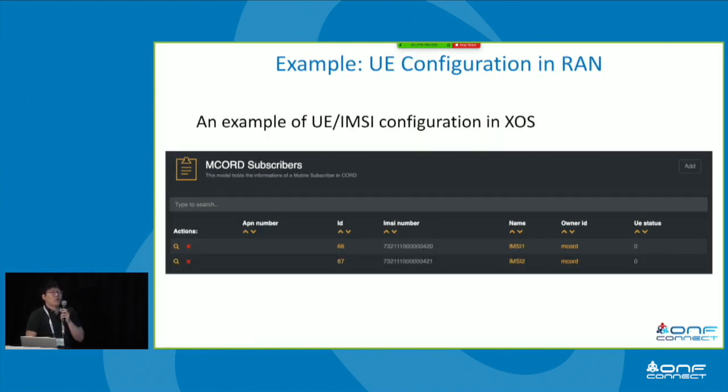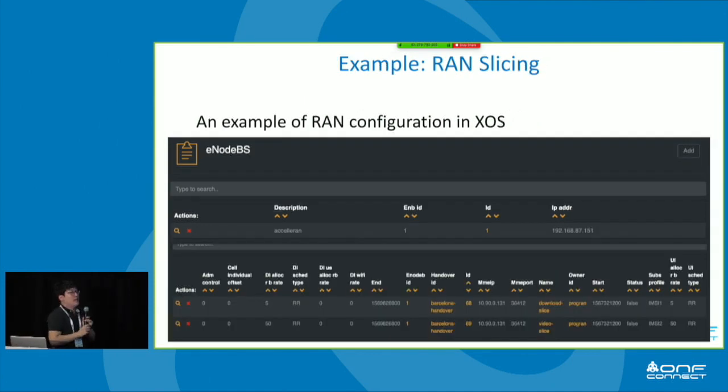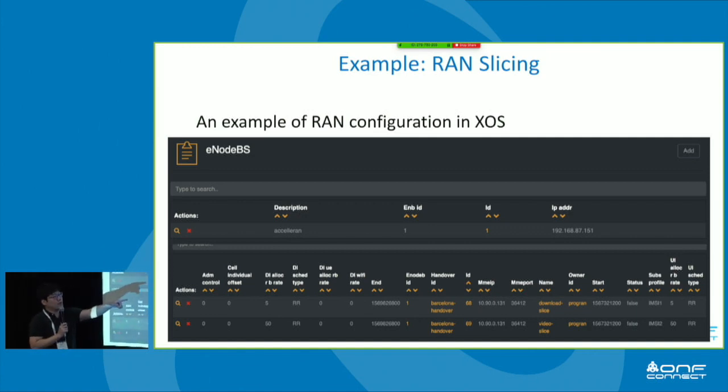And next one is the RAN slicing part. So in our COMAC, we are using two UEs. Each IMSI number is there, and each ID is IMSI1 and IMSI2. And then the last one is the eNodeB configuration and RAN slicing. So we are using an eNodeB, and the IP address is over there. And we define two slices. First one is for file download, and second one is for video streaming.